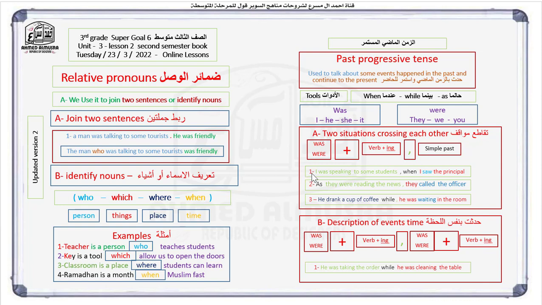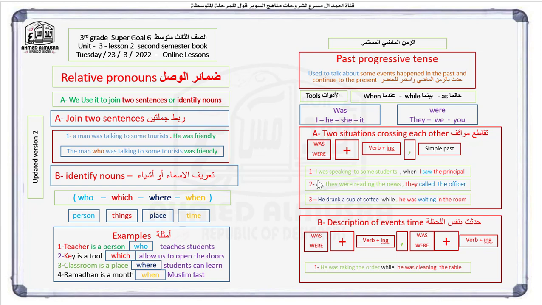So, sentence number 1. I was speaking to some students when I saw the principal. Really nice. I can say, I saw the principal when I was speaking to some students. I can also say, when I was speaking to some students, I saw the principal. So that's it, easy. Listen to number 2. They were reading the news. As they were reading the news, they called the officer.